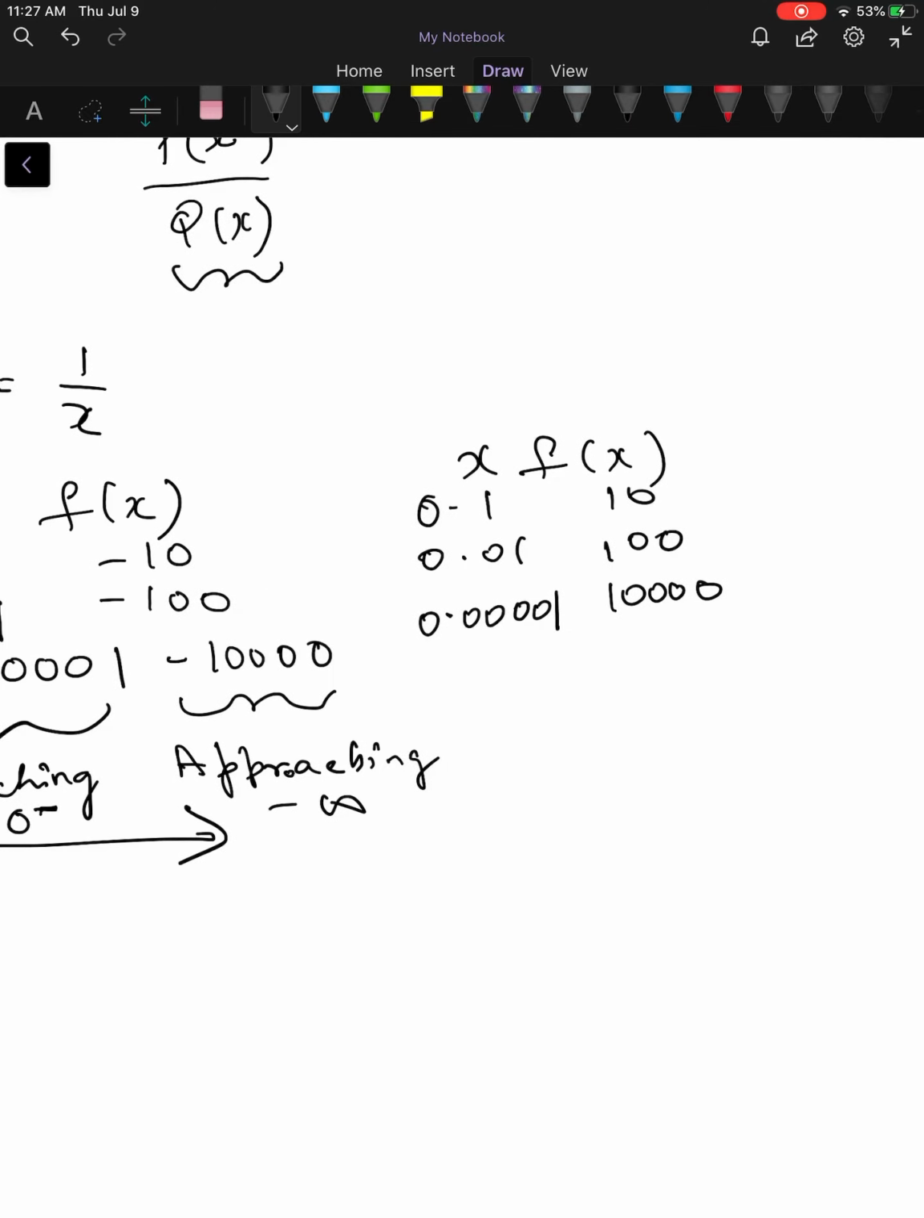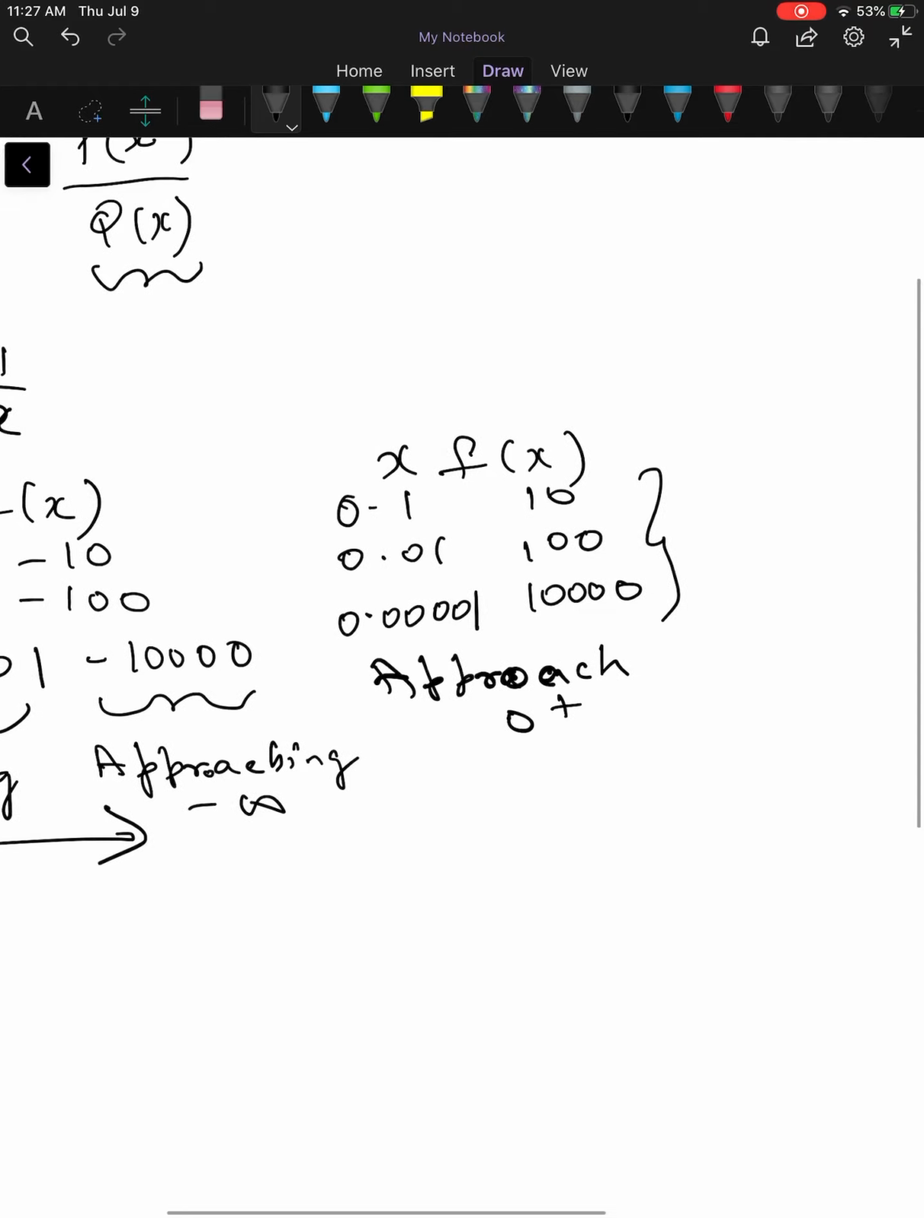It is the same even when x approaches 0 plus. So it is reaching 0 plus some small value, correct? That would give us 0.1 and 0.01 and so on, and the functional values are tending towards positive infinity. So if we have to describe this behavior in words and in symbols, the first table shows that as x approaches 0 from the left, the values of y equals f of x will decrease without bound. That means it goes to negative infinity.